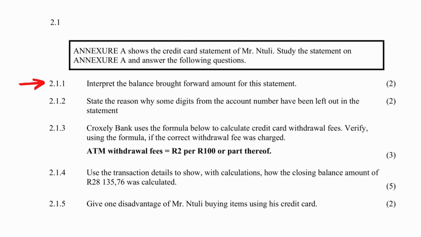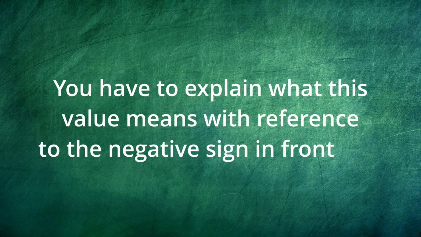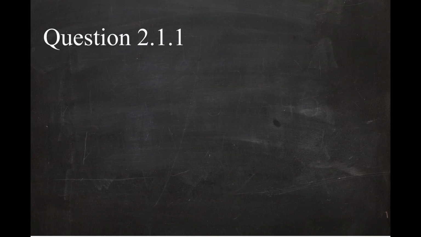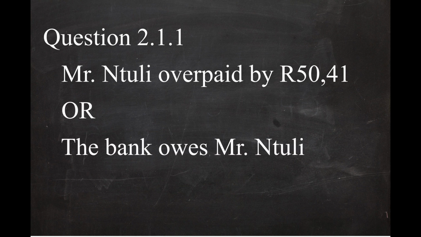Question 2.1.1 asks you to interpret the balance brought forward for this statement. Here you have to explain what this value means with reference to the negative sign in front of it. The negative 50 Rand 41 cents means that Mr. Ntuli overpaid by 50 Rand 41 cents or the bank owes Mr. Ntuli 50 Rand 41 cents.